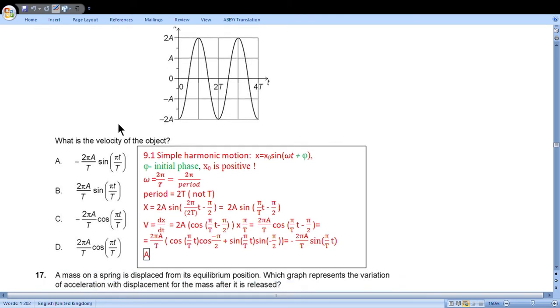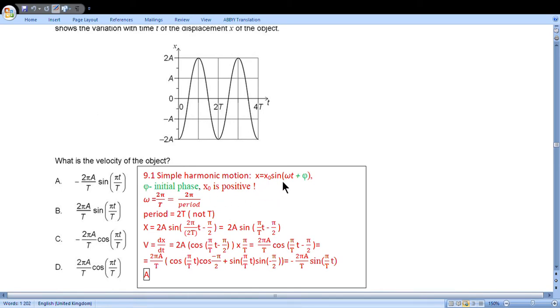Because we need a more general formula with a phase added, not the formula that is given in subtopic 9.1, simple harmonic motion. Also, omega equals 2 pi over period, and period here, tricky, period here is 2t, not t. Period is 2t.